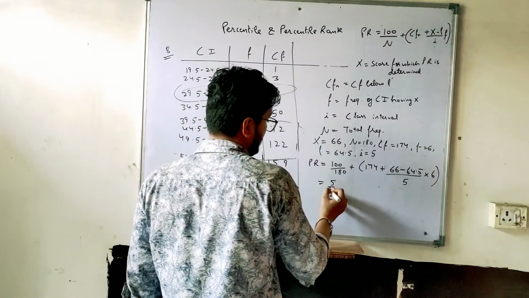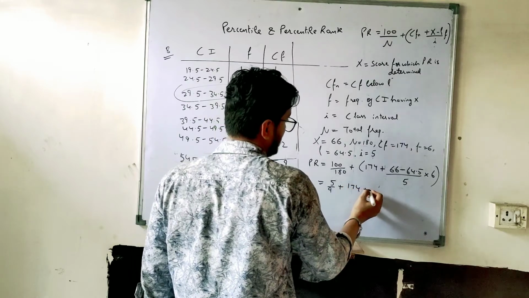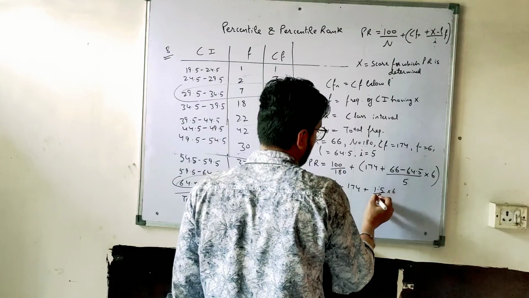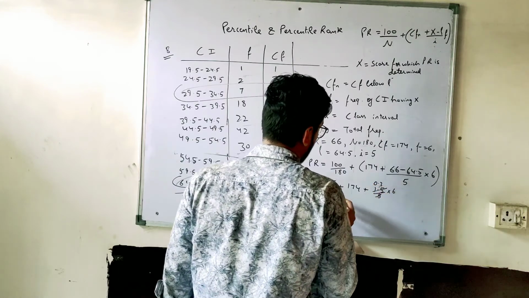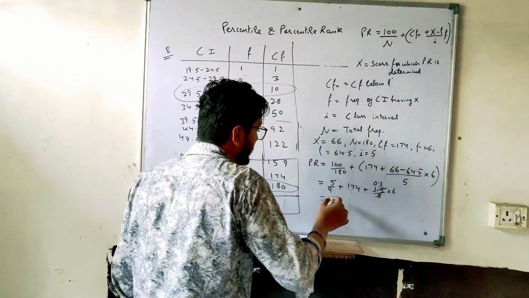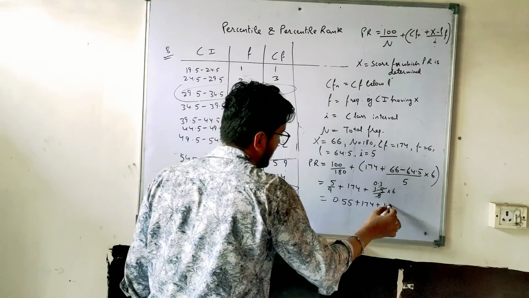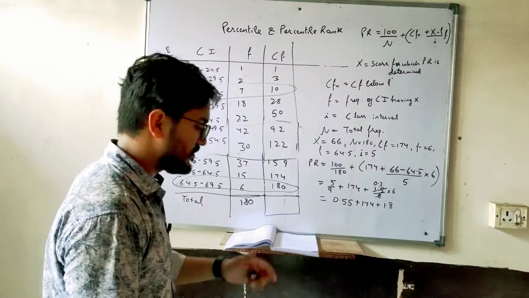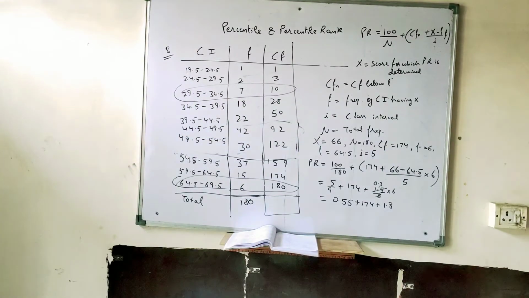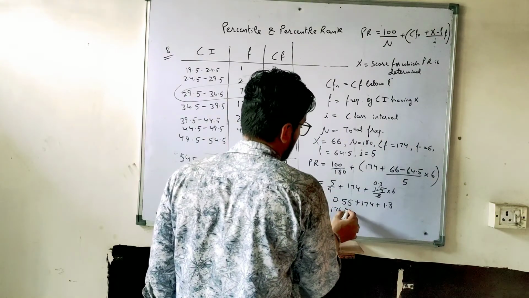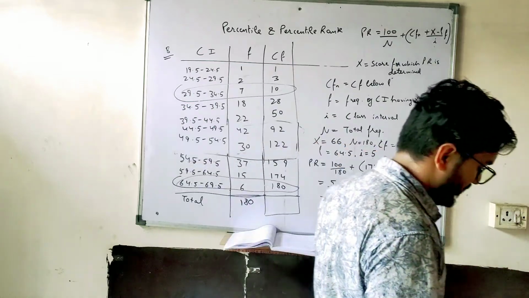So 5 upon 9 into 174 plus 66 minus 64.5, which is 1.5, upon 5 multiplied by 6, which is 1.8. So 5 upon 9 is 0.55 plus 174 plus 1.8. Just add the values and you will get the answer, 176.35. So this is our answer.